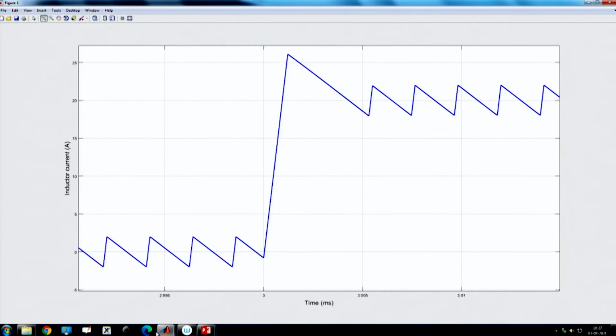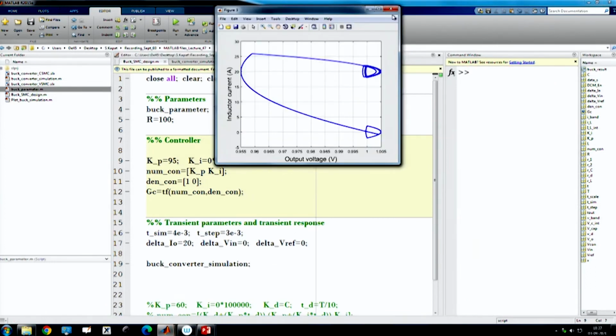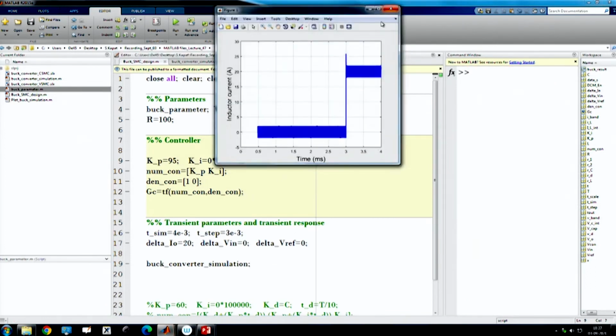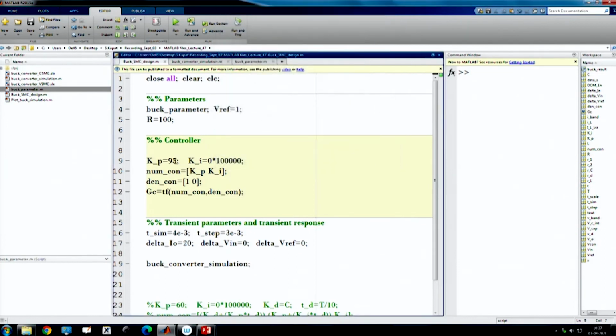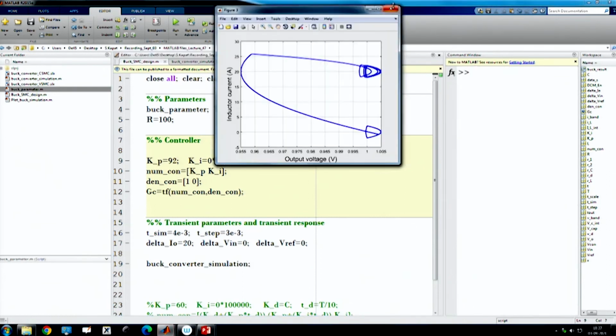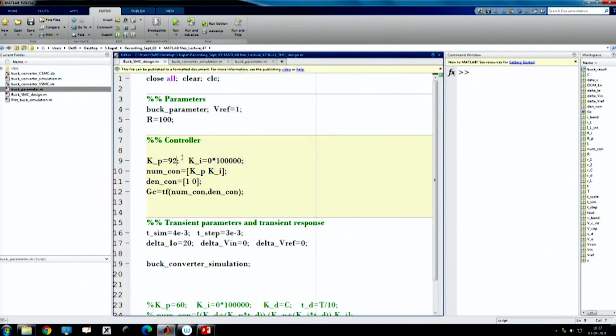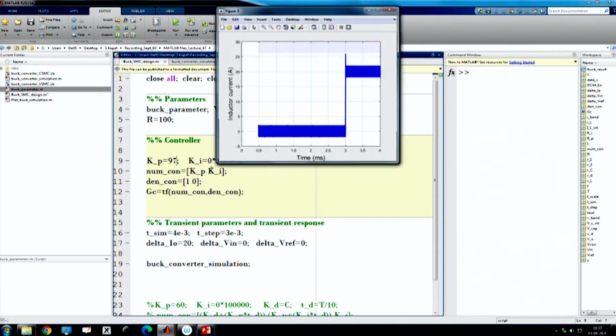Now, if we reduce further, let us say we make it 95 or so, by that way we will come almost close to the optimal response. We can further change the gain and see how it looks. That means we are playing with the gain. I think we should make it 97. Okay, so it is going close to that.